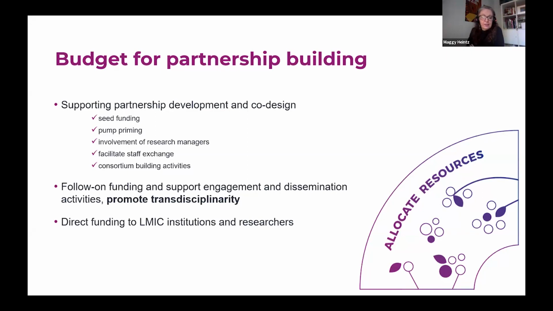Funding is also necessary at the back end of a project in terms of follow-on funding and to support engagement and dissemination activities and also to promote transdisciplinarity. And also one thing that funders should consider more is direct funding to LMIC institutions and researchers, as opposed to having funding that is managed by the institution in the UK, for instance.